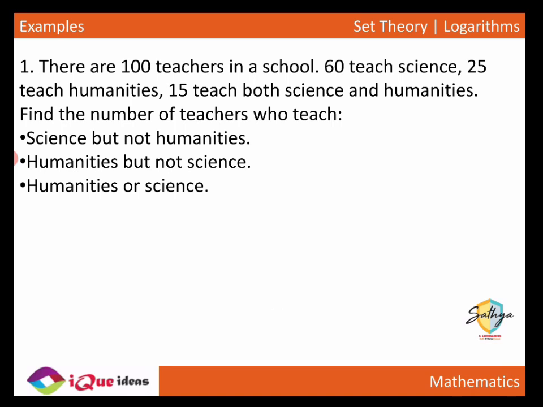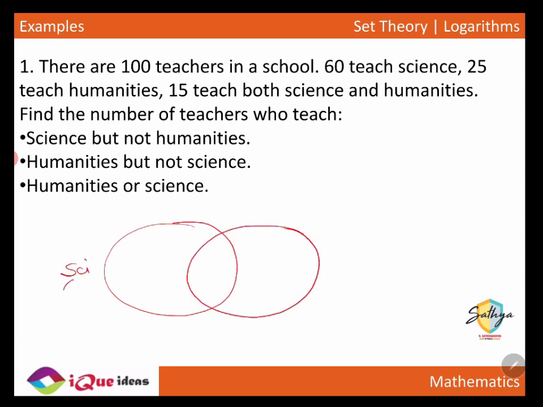So let us take a look at a few examples to see how things can be solved. Let us say that there are 100 teachers in a school, where 60 teach science, 25 teach humanities, and 15 teach both science and humanities. So in this case, we always represent it using circles. Let us say science, 60 teach science, and humanities is represented by 25. Now first we will fill the circle which encompasses both. So 15 teach both science and humanities.